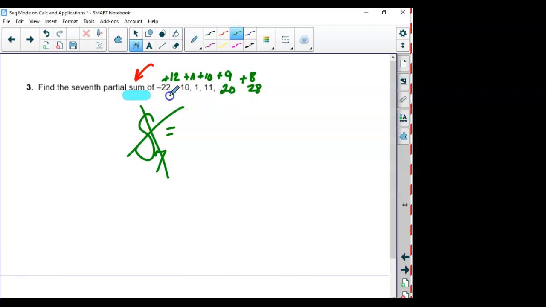Okay, and how many terms are we looking for? 7? 1, 2, 3, 4, 5, 6. Plus 7 would be 35. And then we'd add them up. Yep, gross, not on the quiz.